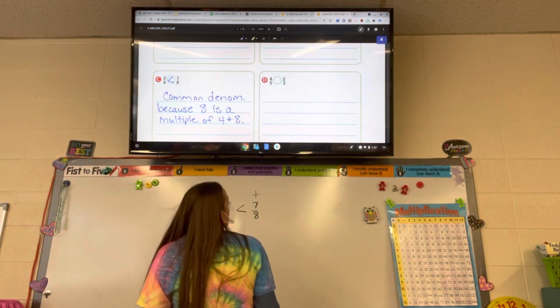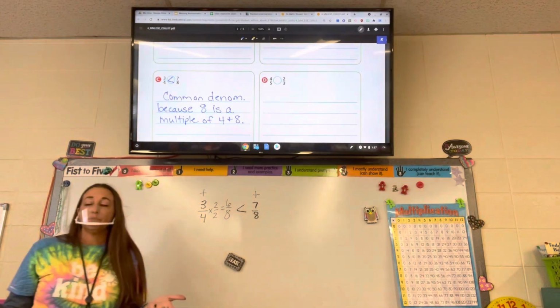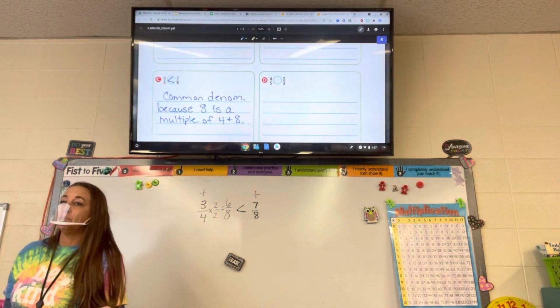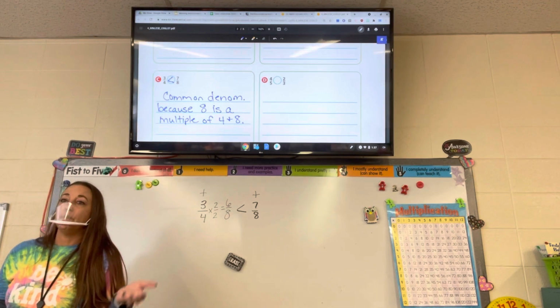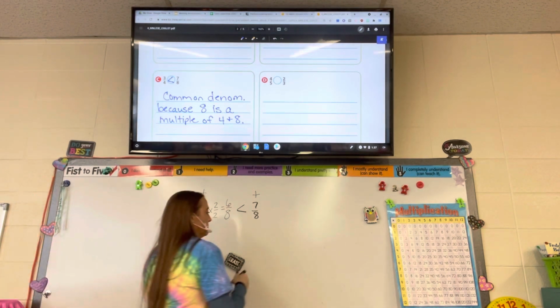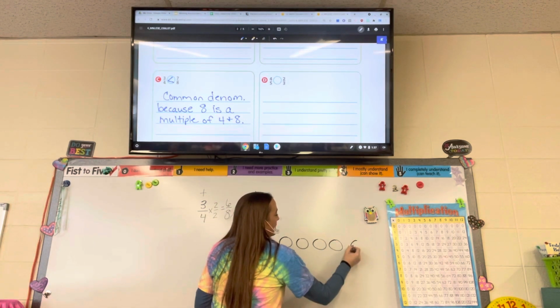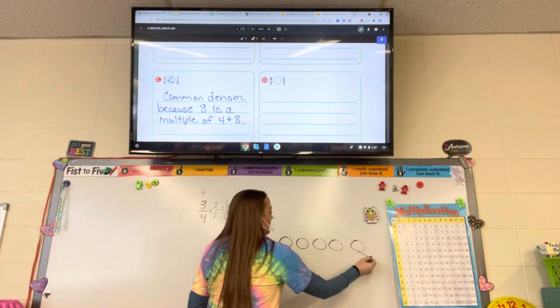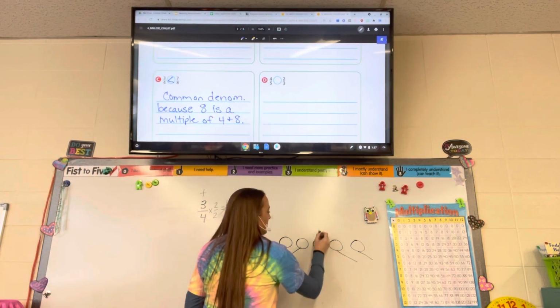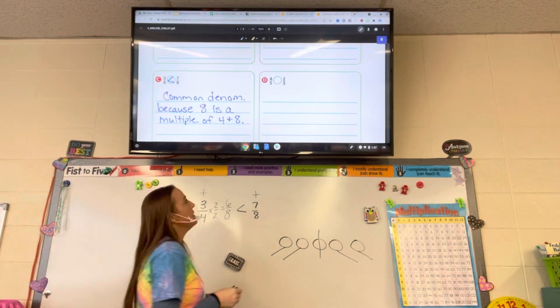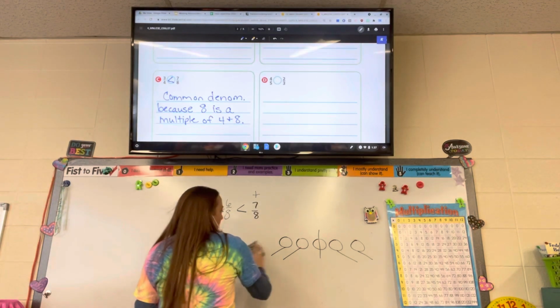Okay, the last one of these says 4/5 or 2/3. So, start with benchmarks. Half of 5 is what? 2.5. Picture it. You can always draw circles. 5 circles. 1 for you, 1 for you, 2 for you, 2 for you, and a half. So 2.5 is half of 5. If you have 4, you've got more than half, right?